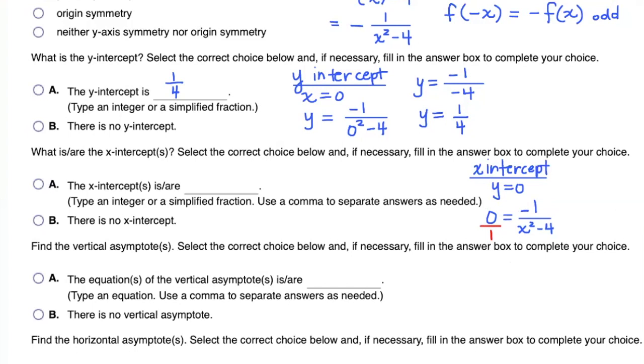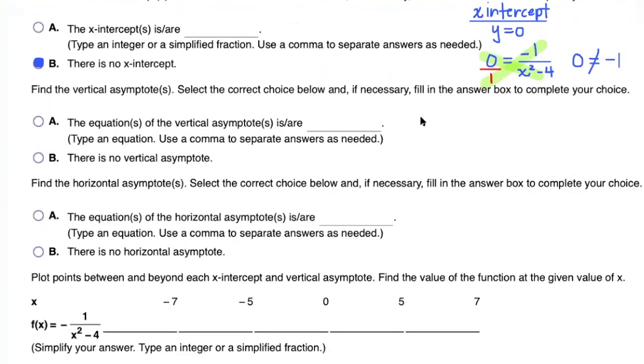Now I'm able to cross multiply. And when you cross multiply, you multiply along the diagonals in one direction. 0 times anything in the universe is going to be 0. And then I go back and multiply the other direction, putting an equal sign in between my two results. 1 times negative 1 is negative 1. I get a nonsensical statement, and that's telling me there is no x-intercept.